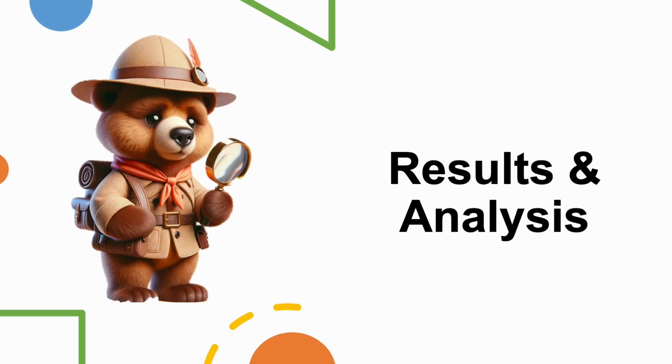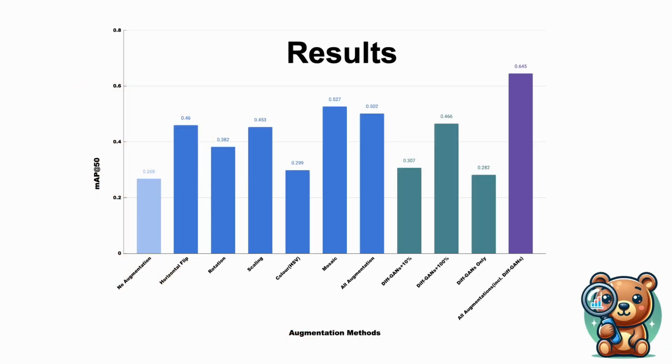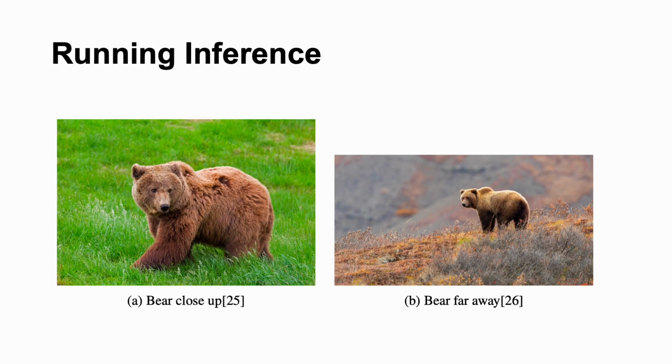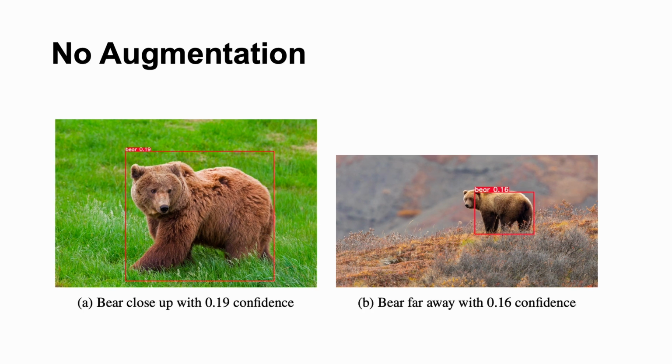Now, let us move on to the results and analysis. Here is a quick look at how our results turn out. As you can see, training our model using original with 100% synthetic images while applying all traditional augmentation methods has the highest validation score as compared to other models here. We also ran some inference using two models found online to show how the models perform during test time. We can see the confidence score and area of bounding box in each inference.